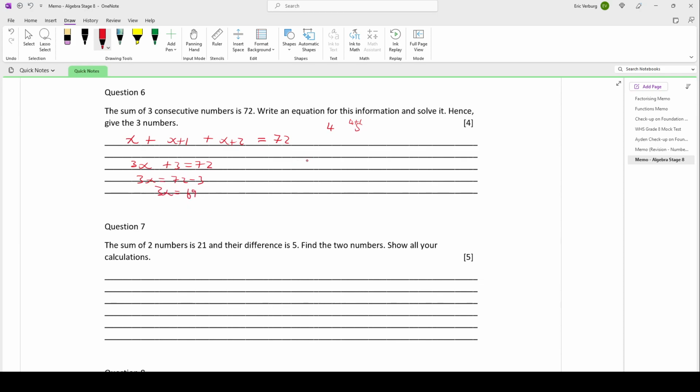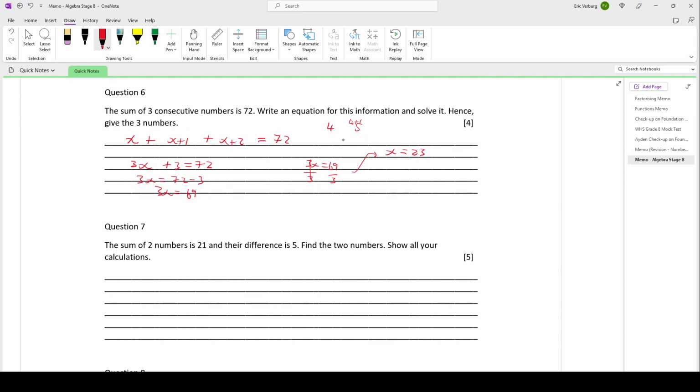Now, so here we have 3x equals 69. Now we need to get rid of the times 3. So we divide by 3, which cancels those out. That means we've got x equals 69 divided by 3, which is 23.